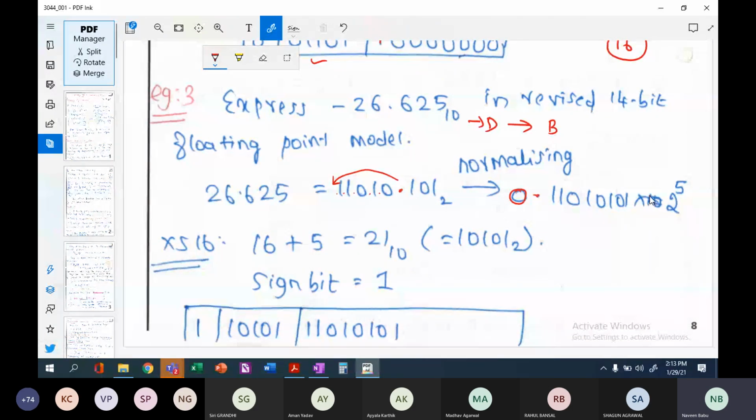It is not 10 power, why? Because we have converted into binary. Okay. Now we have normalized. So that is the first step in the revised 14-bit format.